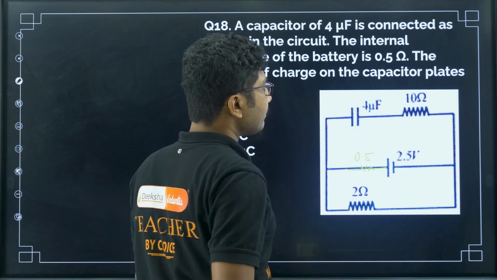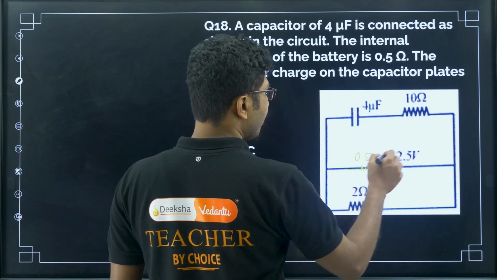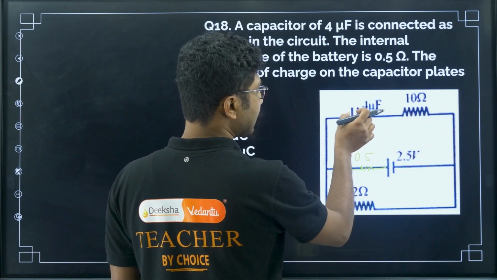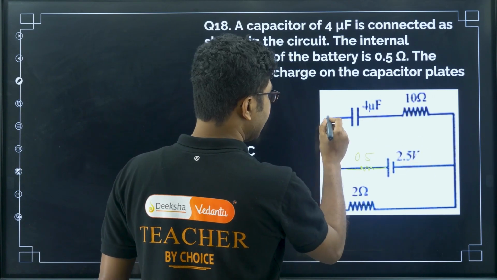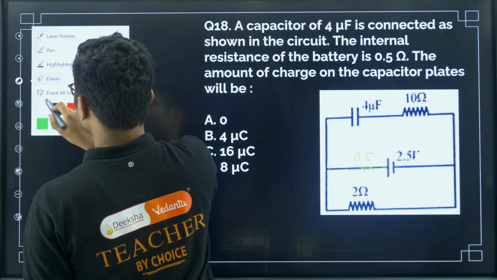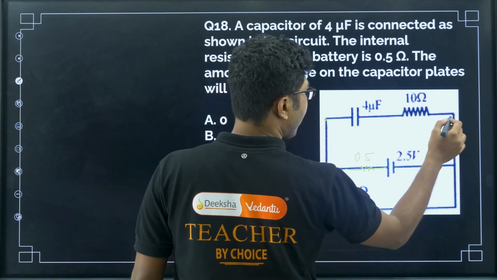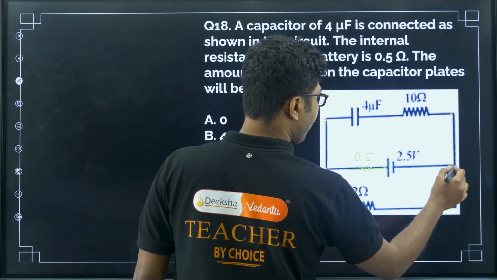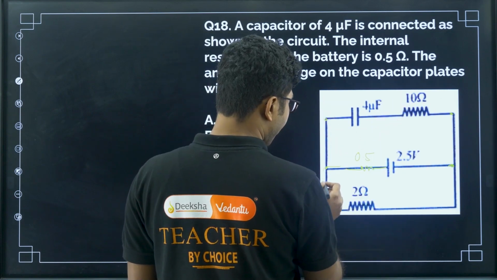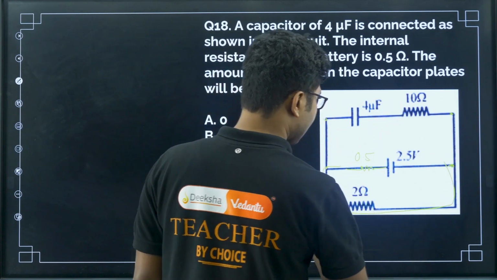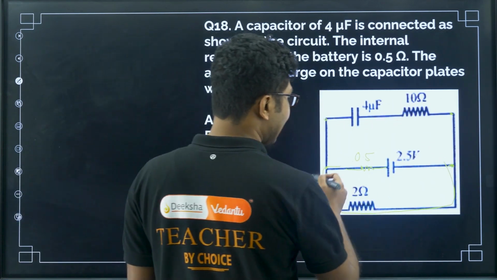when the capacitor is fully charged, okay, there will be no current in this circuit. Capacitor is fully charged, so potential difference across these 2 points and these 2 points will be same. Okay, so there will be no current. Only current that will pass is in this direction. Okay, in this circuit.